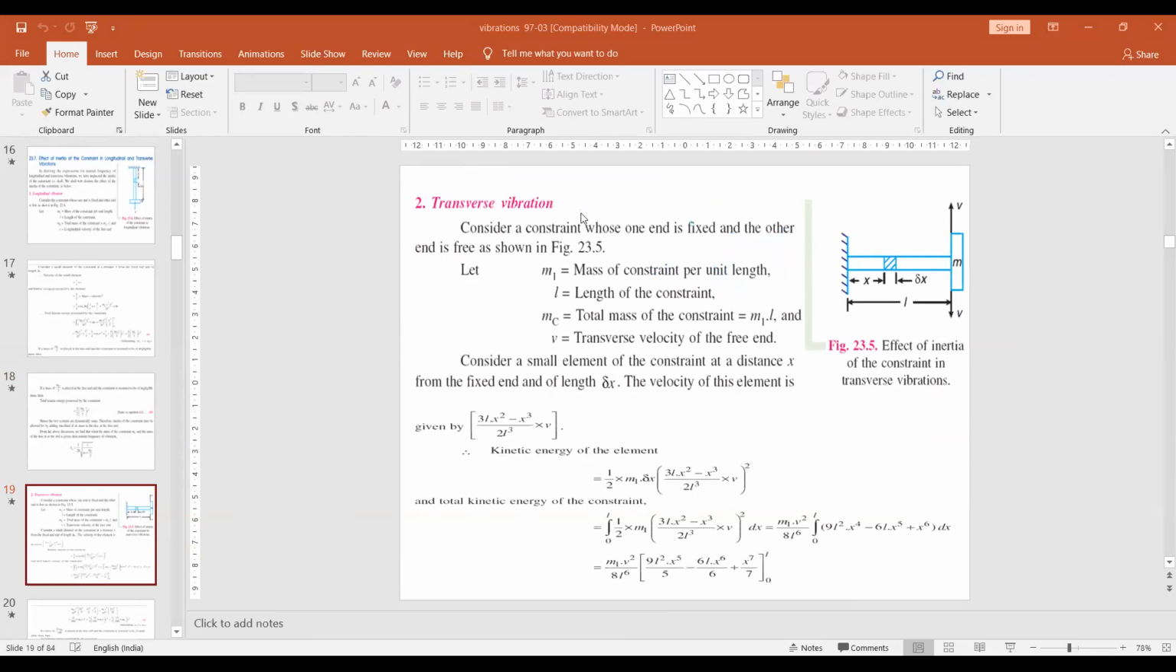Now all of you observe that for transverse vibration, consider a constraint whose one end is fixed and the other end is free, as shown. Just all of you observe the diagram.